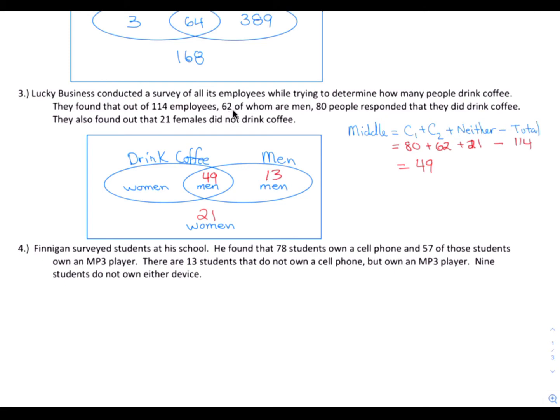Now we know there are 62 men altogether, and if you subtract 49 from 62, that leaves you with 13. So the other 13 men are going to be here, and that represents the men who do not drink coffee. Now we also know that 80 people drink coffee. So if we subtract 49 from 80, that's going to leave us with 31. That tells us that there were 31 women who drink coffee, and 31 plus 49 does add up to 80. All right, we have all the spaces filled, so number 3 is done.